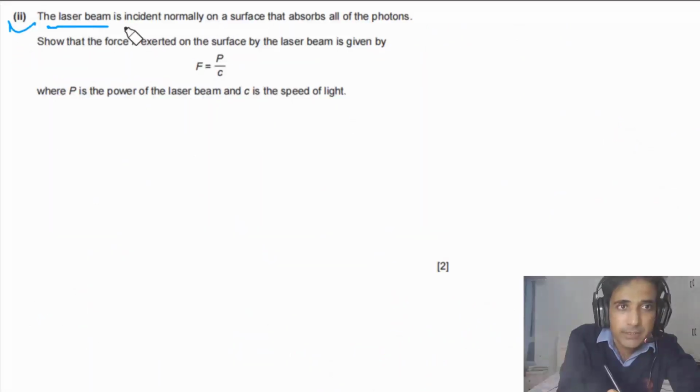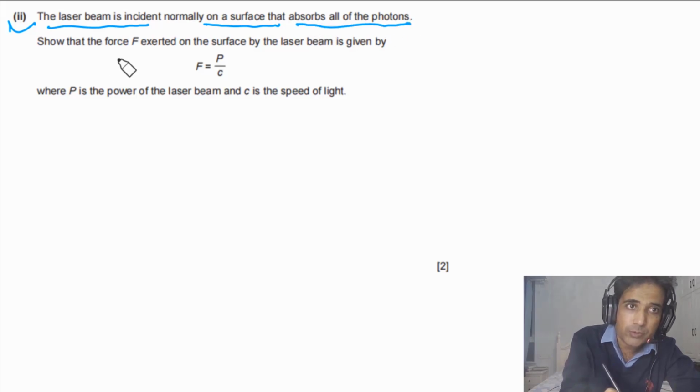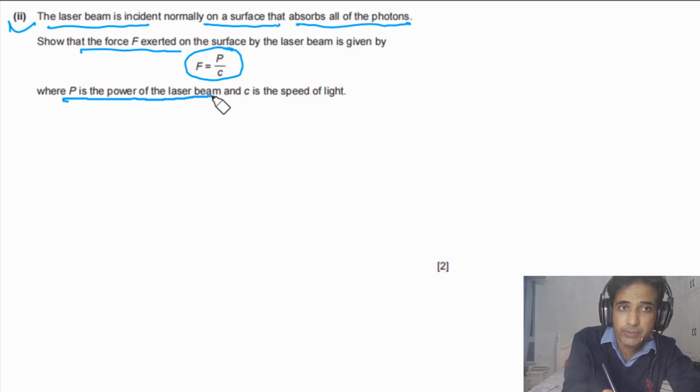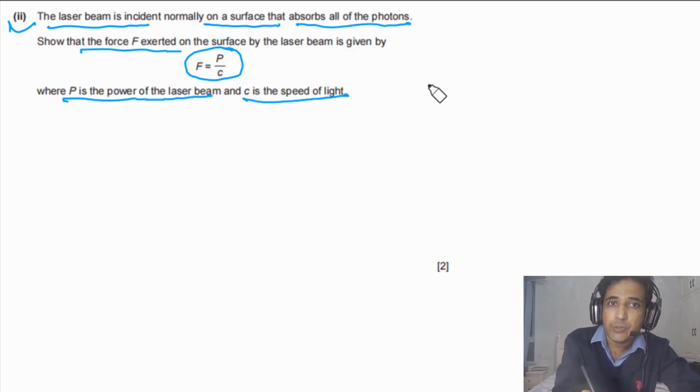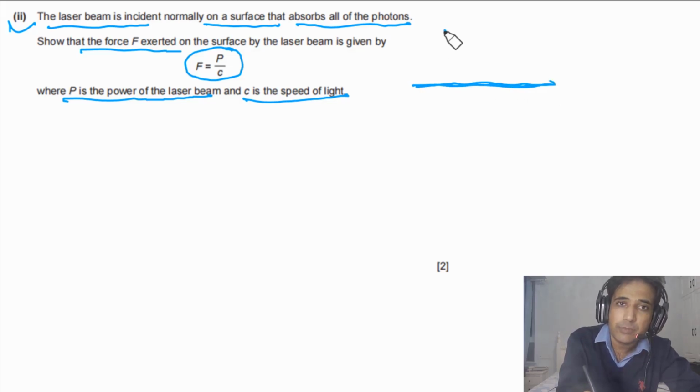The second part says the laser beam is incident normally on a surface that absorbs all of the photons. Show that the force F exerted on the surface by the laser beam is given by F is equal to P over c, where P is the power of the laser beam, not the momentum, and c is the speed of light. So we can sketch first of all. Imagine this is the surface, and we can imagine a photon like a ball. This is the photon, moving downwards.